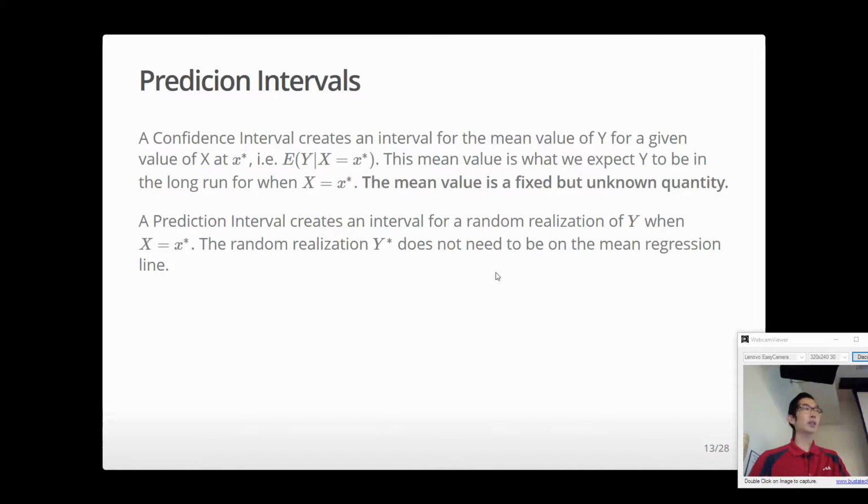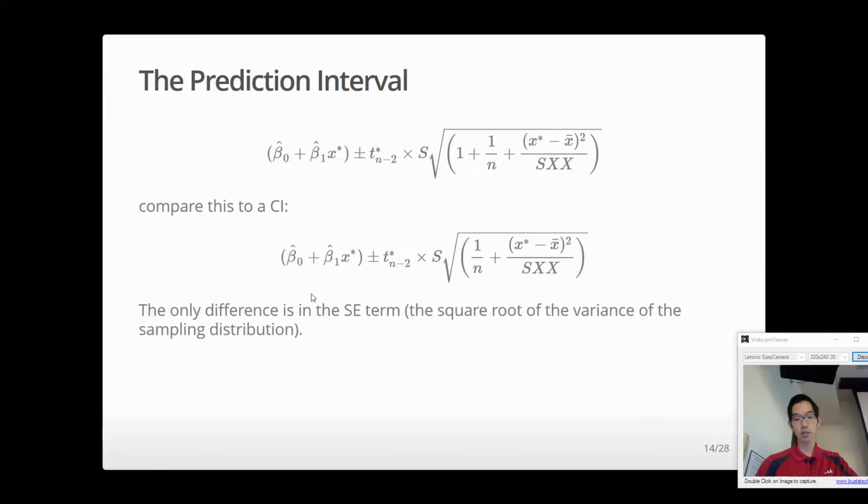On the other hand, a prediction interval creates an interval for a random realization of y when x equals x star. So y star itself doesn't have to be on the regression line. We actually would not expect it to be on the regression line. And because these are random realizations, it would actually be okay to talk about probability associated with these things because it's no longer a fixed thing.